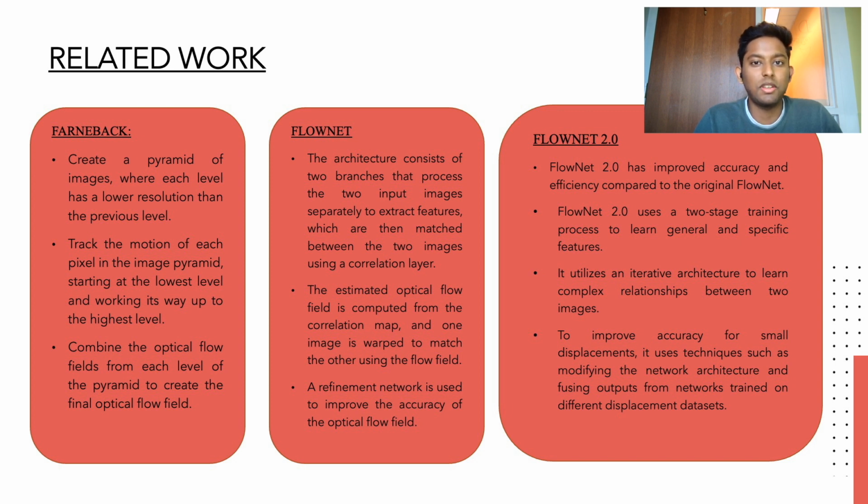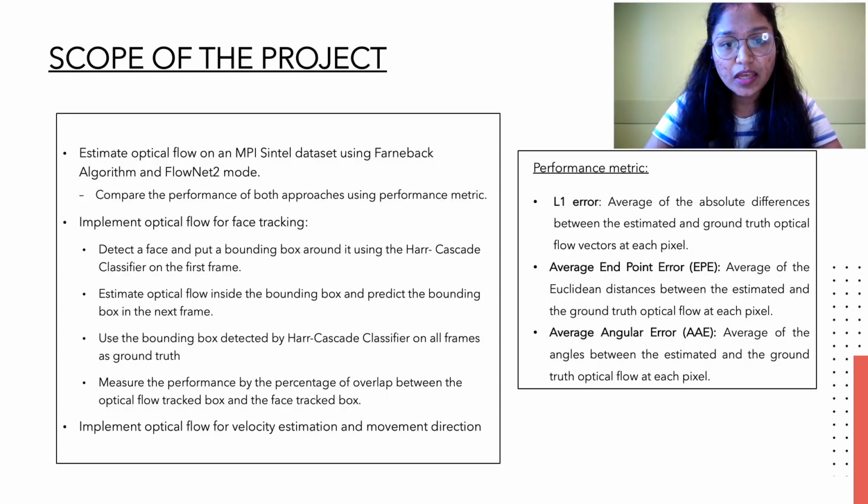To improve the accuracy of the model on displacement, it uses techniques such as modifying the network architecture and fusing the output from networks trained on different displacement datasets. The scope of our project involves implementation of a classical method and a deep learning based method for optical flow estimation. We implemented the Farneback method as representative of classical methods and FlowNet2 as representative of deep learning based methods.